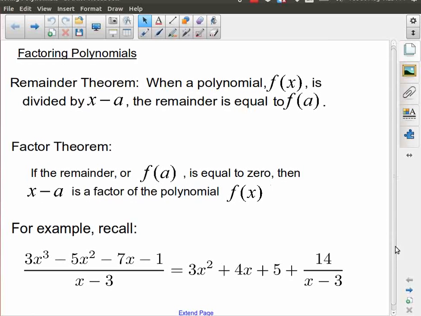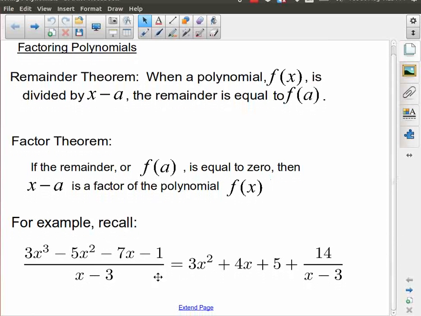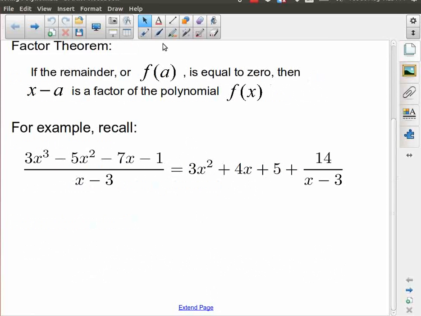Now, I have an example here, and this example is actually a problem that we solved using long division in the previous lesson. So I'm hoping that some of you will find that familiar. You might remember this result. And the key thing that I want you to focus on here is that our remainder was equal to 14. We're dividing by x minus 3, which means that in this case, my a value is equal to positive 3 because it's x minus a.